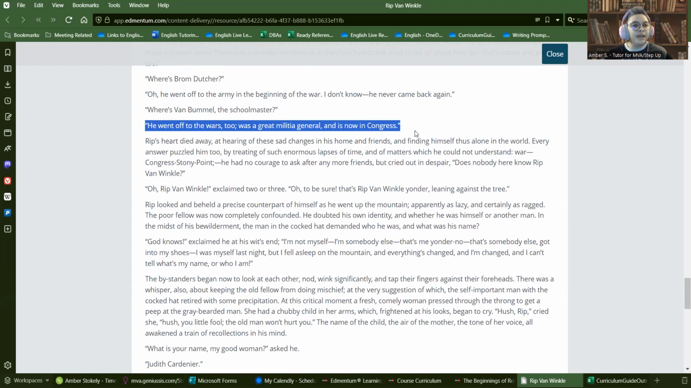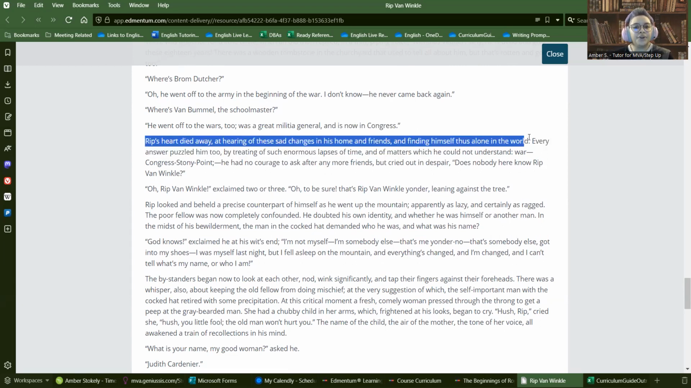Rip's heart died away at hearing these sad changes in his home and his friends, and finding himself thus alone in the world. So he's asking about his friends. His friends have all taken part in the war. His friends have gone to the war and like not come back. So he's finding all of this out at once.